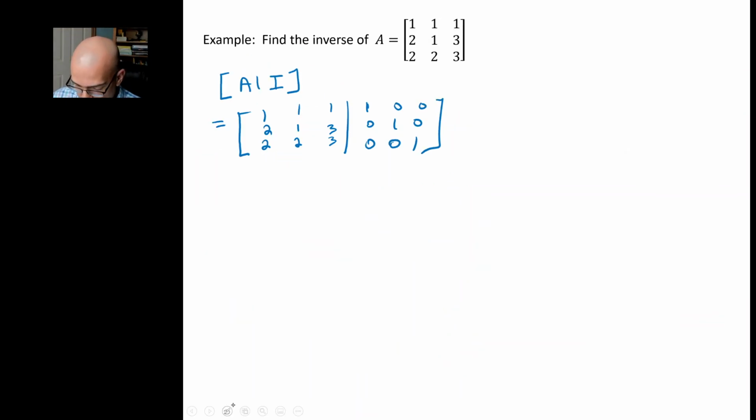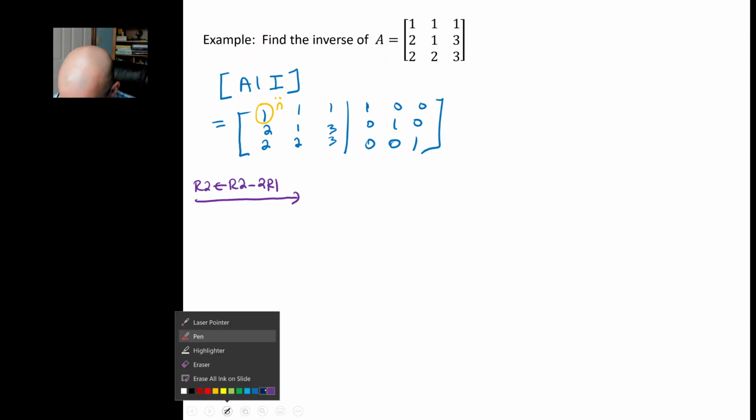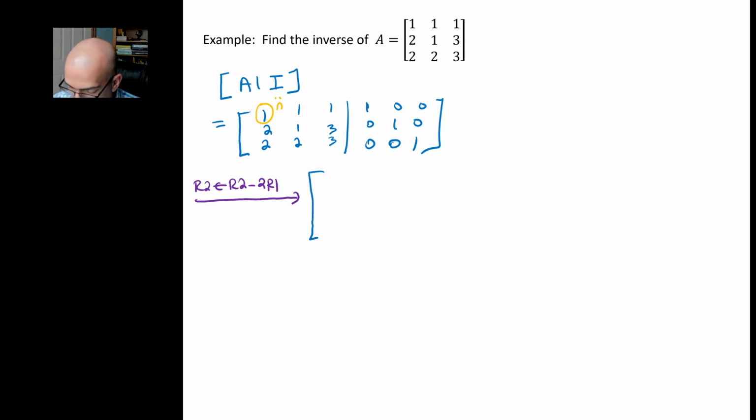Here we go, row deuce. Let's see how it goes. I have a leading 1, and it is a sad leading 1. We have to make it happy. So my first move is I'm going to replace row 2 by row 2 minus 2 times row 1. I'm going to zero it out. Row 1 stays the same.